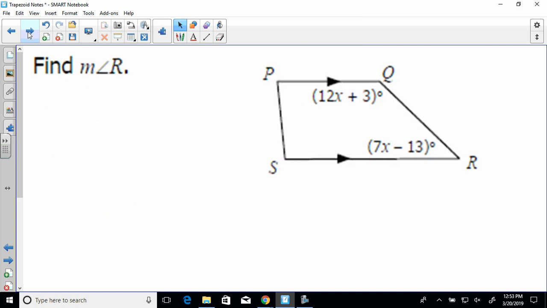All right, so let's look at the next example. You want to find the measure of angle R. So I want you to pause the video right now and you try to answer this question.